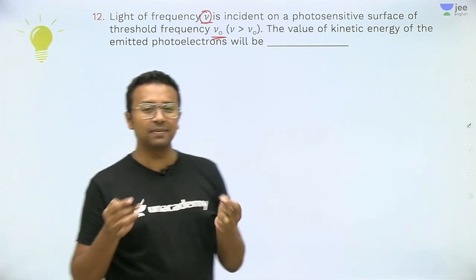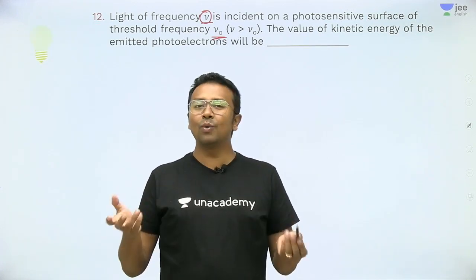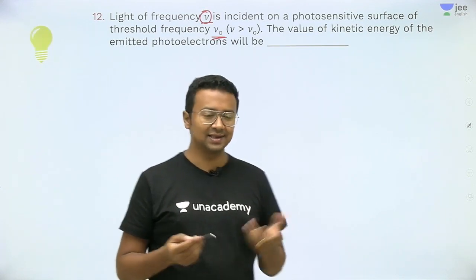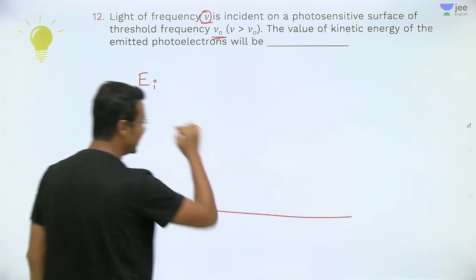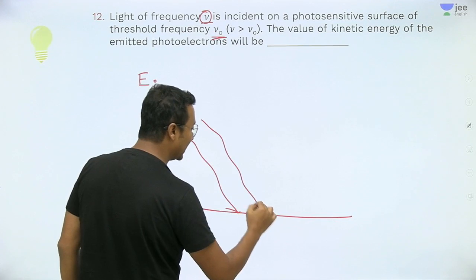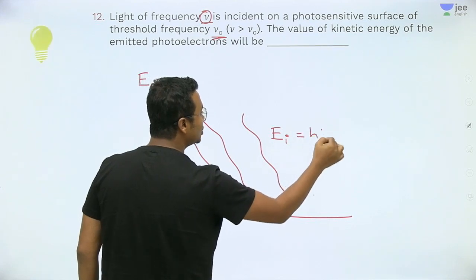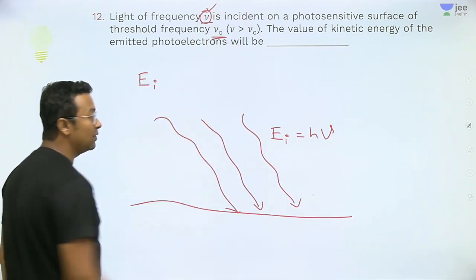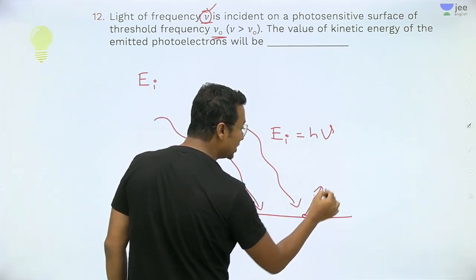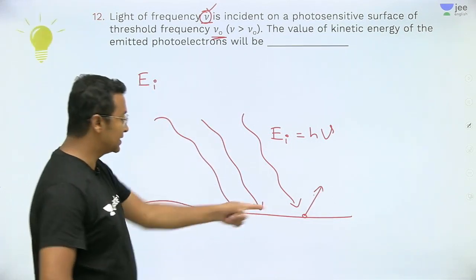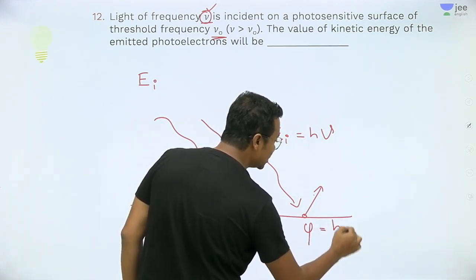Now this is such a simple question based on the formula of Einstein's photoelectric equation. What does Einstein's photoelectric equation tell us? Simple. If you take any surface and photons are coming and striking this surface, then the energy incident will be h mu, that is, this is the incident frequency. Now this surface will have a certain threshold due to which the electron is going to be liberated. Now this threshold energy is given as h mu naught.